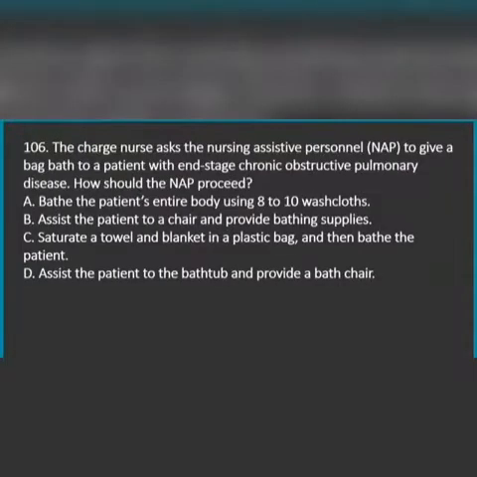Question 106. The charge nurse asks the nursing assistive personnel, NAP, to give a bag bath to a patient with end-stage chronic obstructive pulmonary disease. How should the NAP proceed?